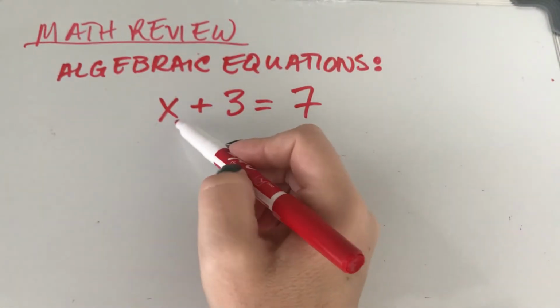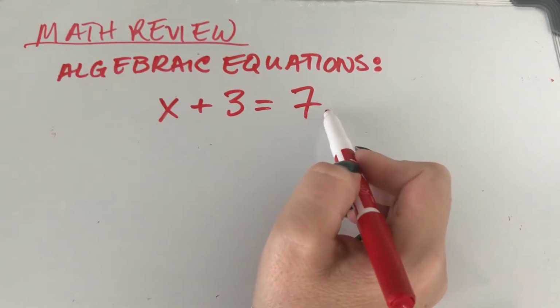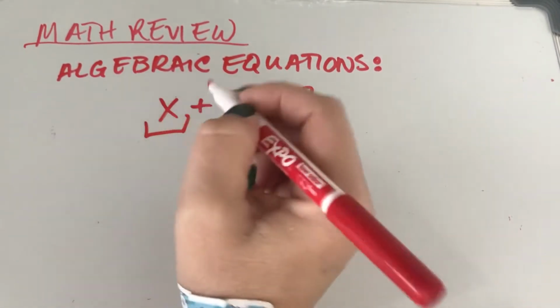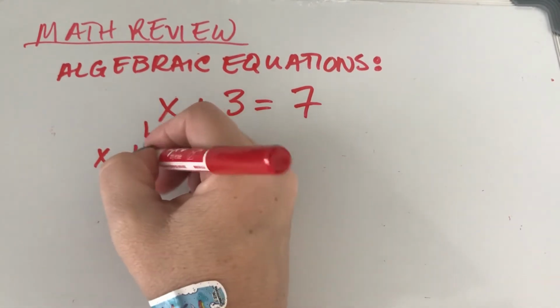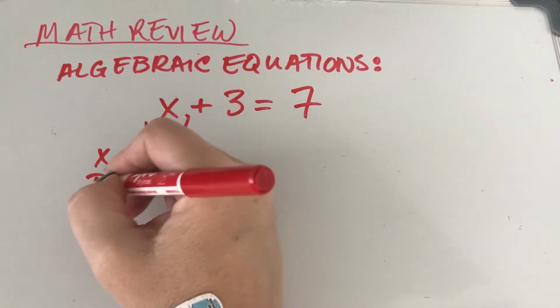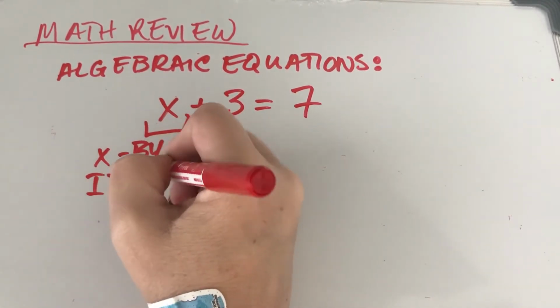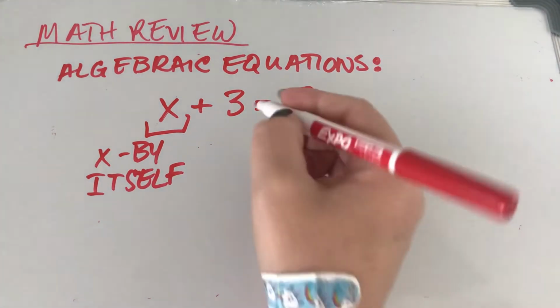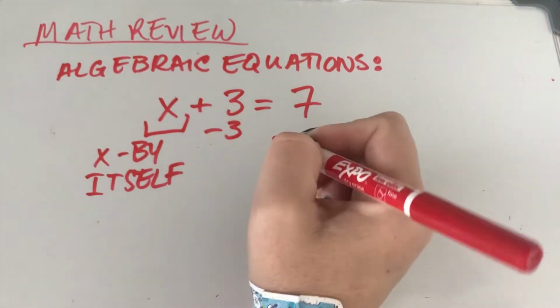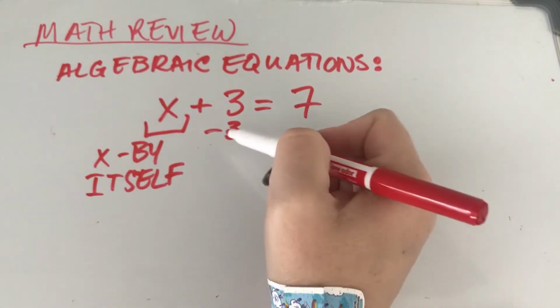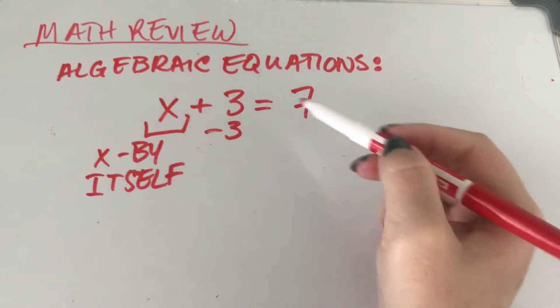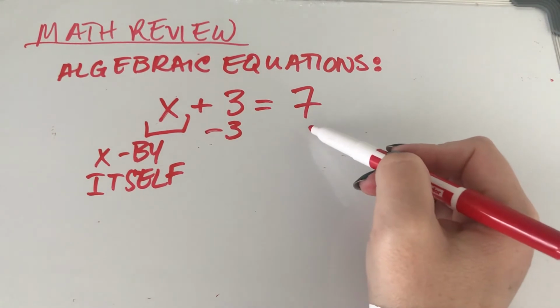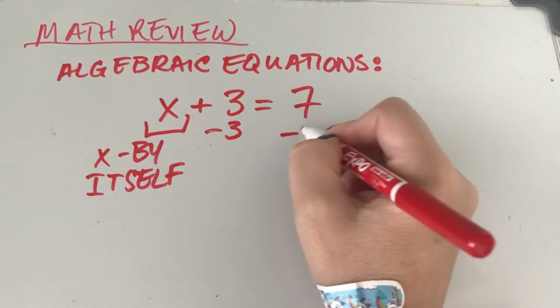So if we have x plus 3 equals 7, we want to get x by itself. So how can we get x by itself? Subtract 3 from both sides. Yep, so we want to subtract 3. Whatever we do to one side of the equation, we also have to do to the other side of the equation.